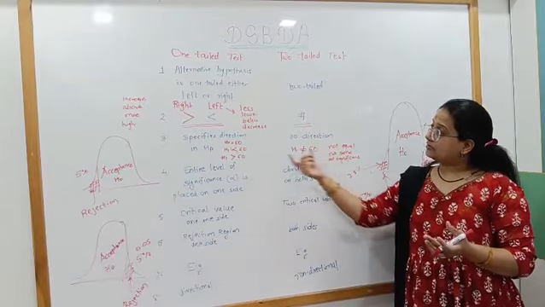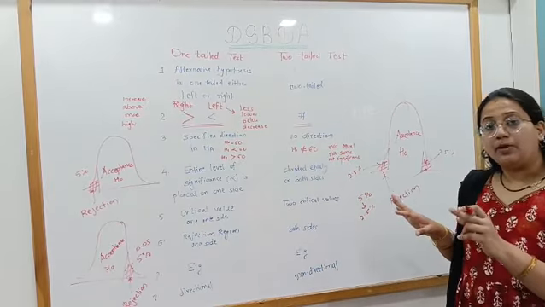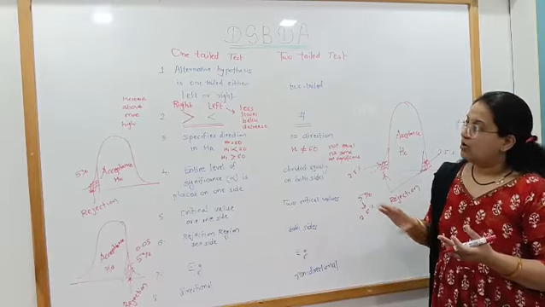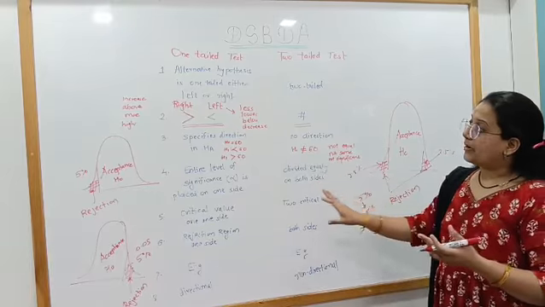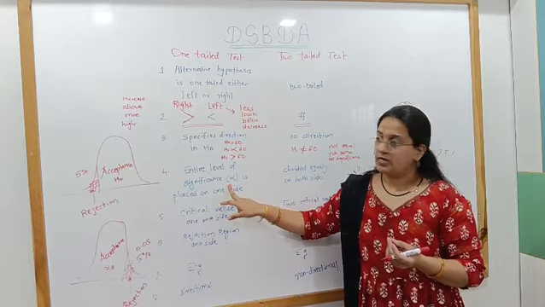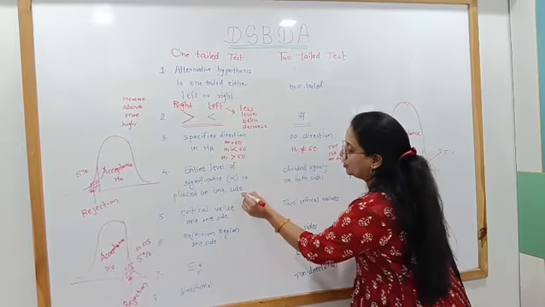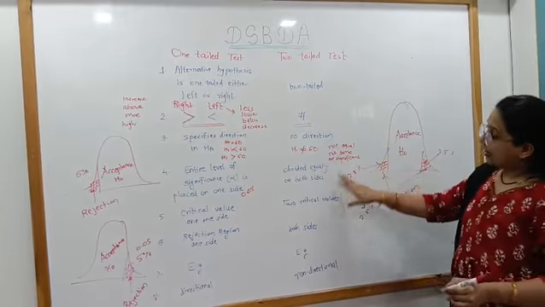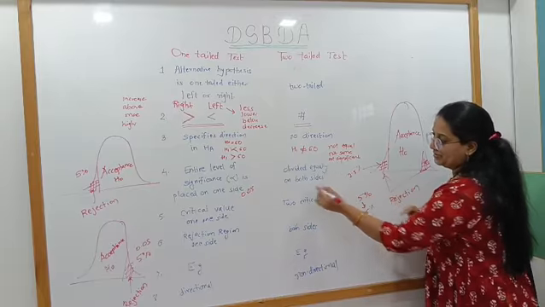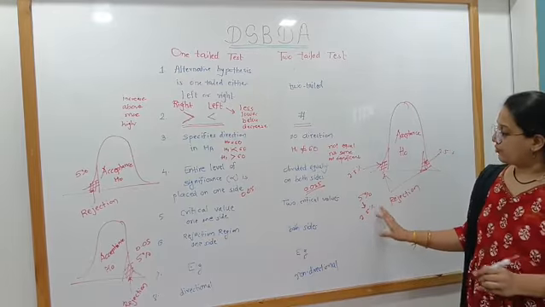As per the test, we use the distribution table: the t distribution table for the t test, the chi-square distribution table for the chi-square test. The critical value depends on alpha and the degrees of freedom. Alpha for a one tail test is, suppose, 5%, that means 0.05, and alpha for the two tail test is half of 5%, so it is 0.025.